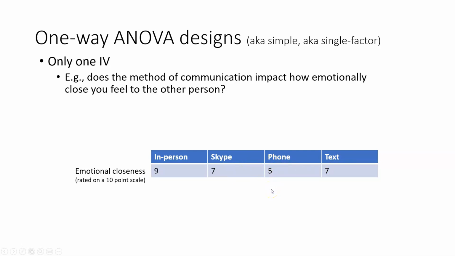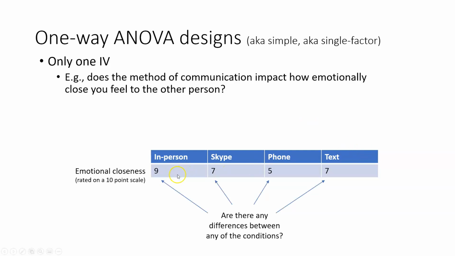I just made these up, so I don't know what kind of results we would really find, but the reason why this is called a one-way ANOVA is because this is one independent variable. It has four levels, or four conditions, but all of the conditions fall within one type. It's communication type. So the independent variable, or the factor, in this situation is communication type.